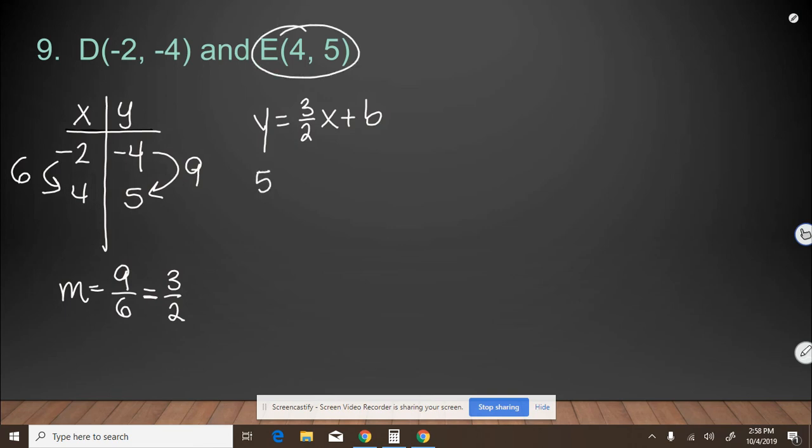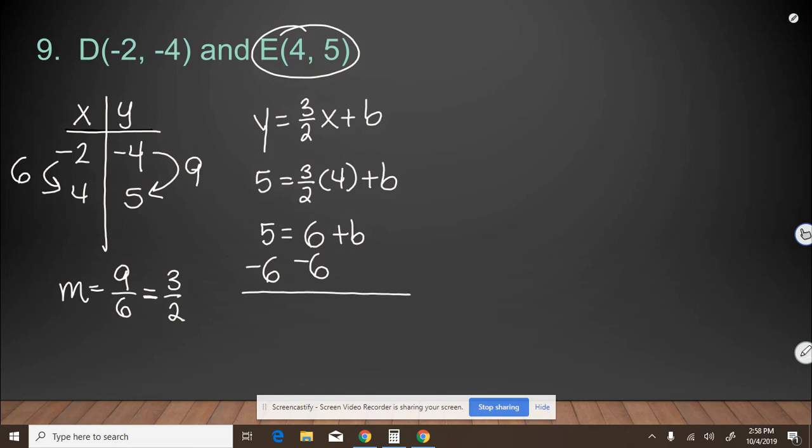I get 5 equals 3 halves of 4 plus b. So 5 equals, remember my trick, divide by the denominator, multiply by the numerator. 4 divided by 2 is 2, times 3 is 6 plus b. Subtract 6 from both sides, and b equals -1. Plug that back in. Y equals 3 halves of x minus 1.